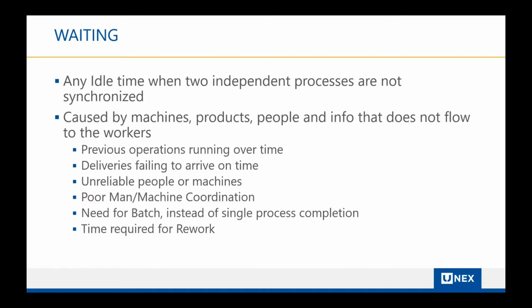So some of the causes of waiting: it's caused by machines, products, and people, and info that doesn't flow to the workers. Like I said, if the previous process runs a little overtime, the delivery from the process before fails to get there on time, unreliable people, unreliable machines, no coordination, not having the right batch size. So one process could be making a larger batch, the next process could be making a smaller, and they're not in sequence. So really just looking at times between jobs to keep that one piece flow.